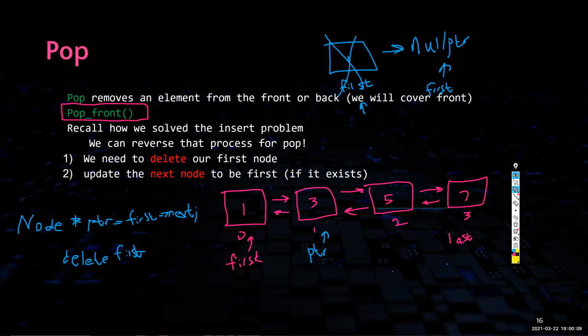And once I delete first, this goes away, and that node's now gone. The next step is going to be setting first equal to PTR.